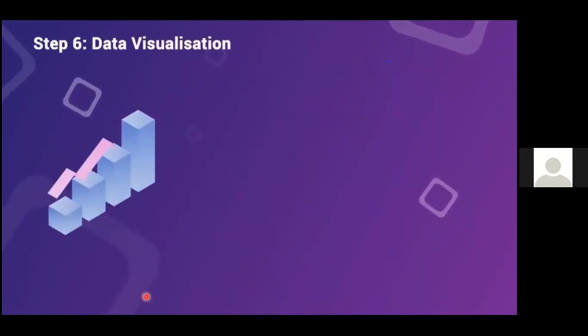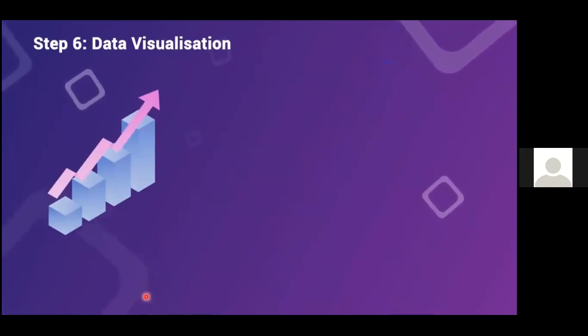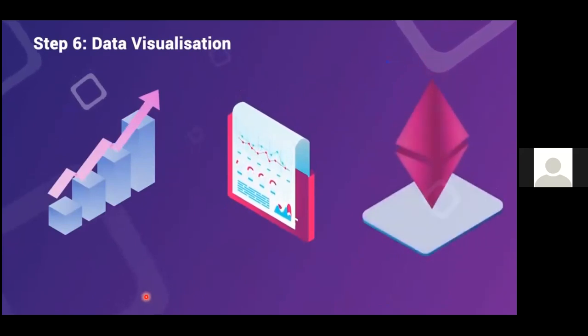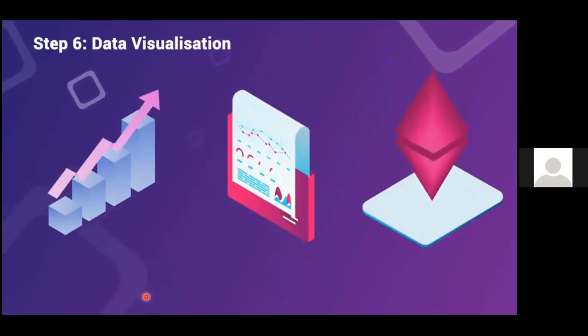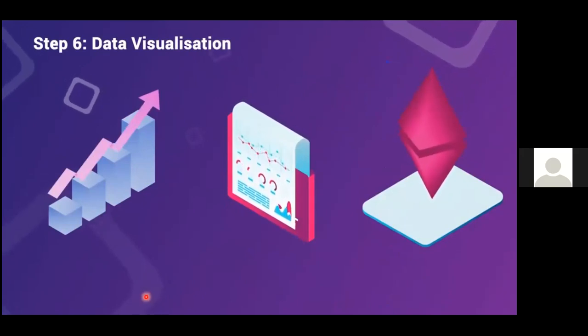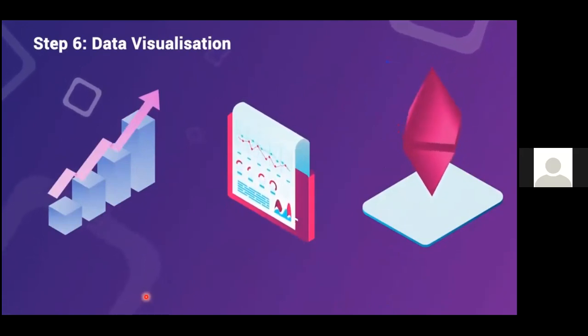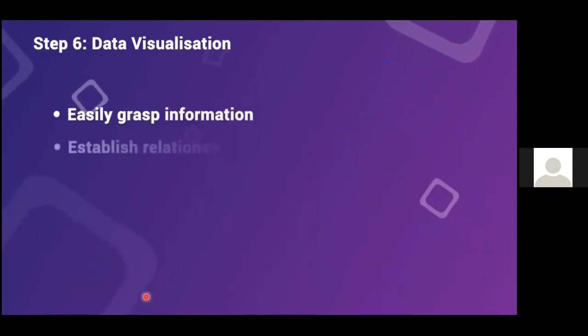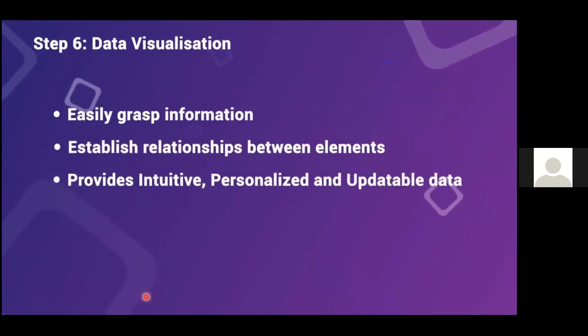Step 6. Data visualization. Data visualization is a graphical representation of any data or information. Visual elements such as charts, graphs, and maps are the few data visualization tools that provide the viewers with an easy and accessible way of understanding the represented information. It allows you to easily grasp information, establish relationships between elements, and work with intuitive, personalized, updatable data.